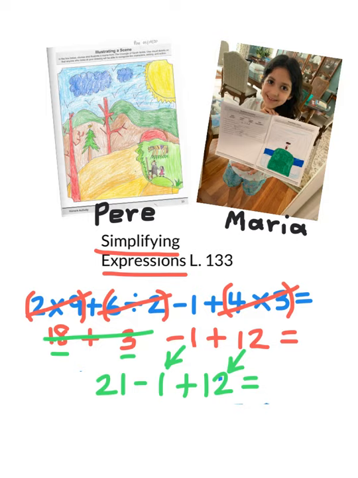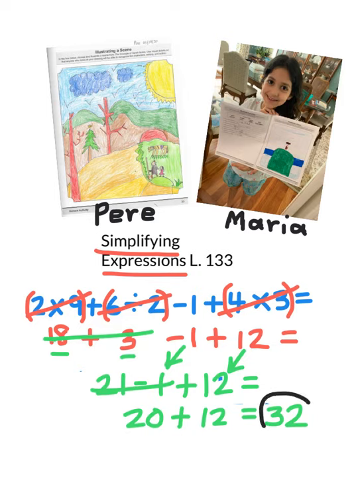21 minus 1, that would be 20. You can cross that part out. Now all we have left is plus 12. 20 plus 12, 32. And we're finished. And our answer is 32.